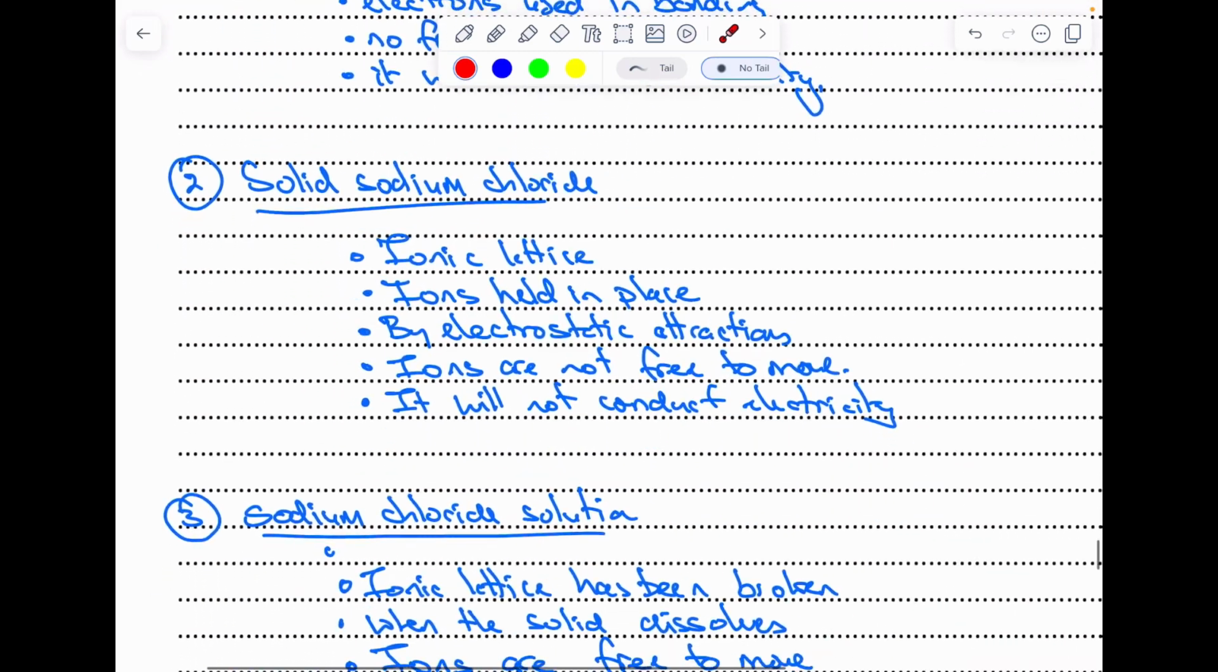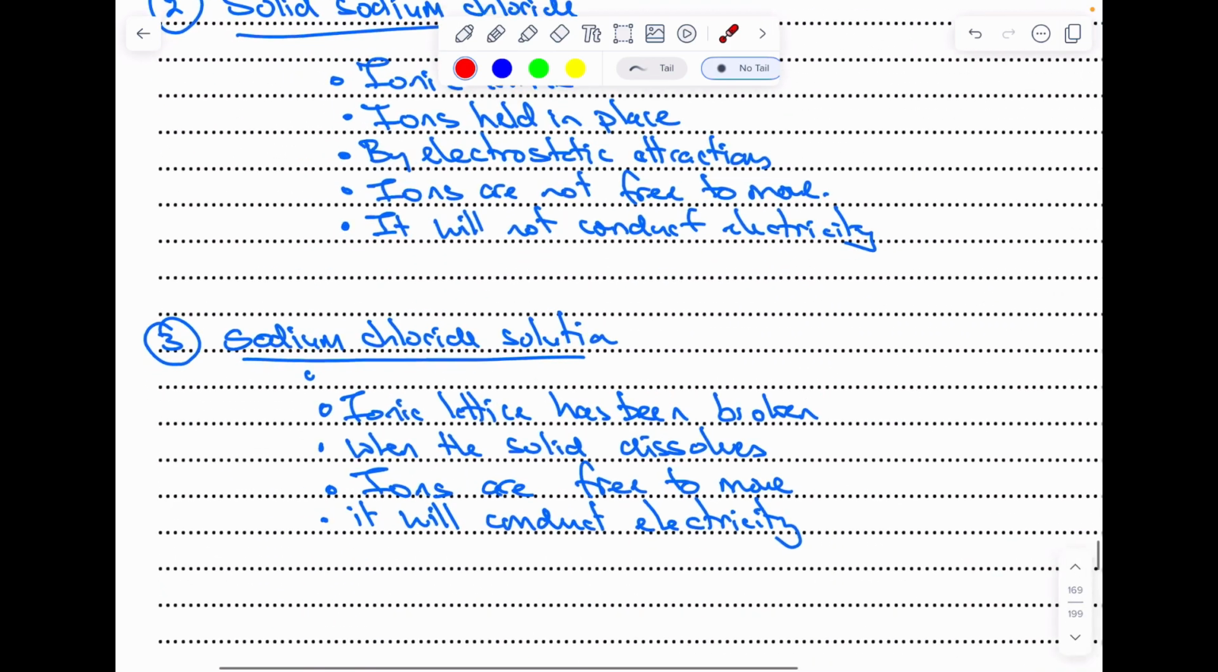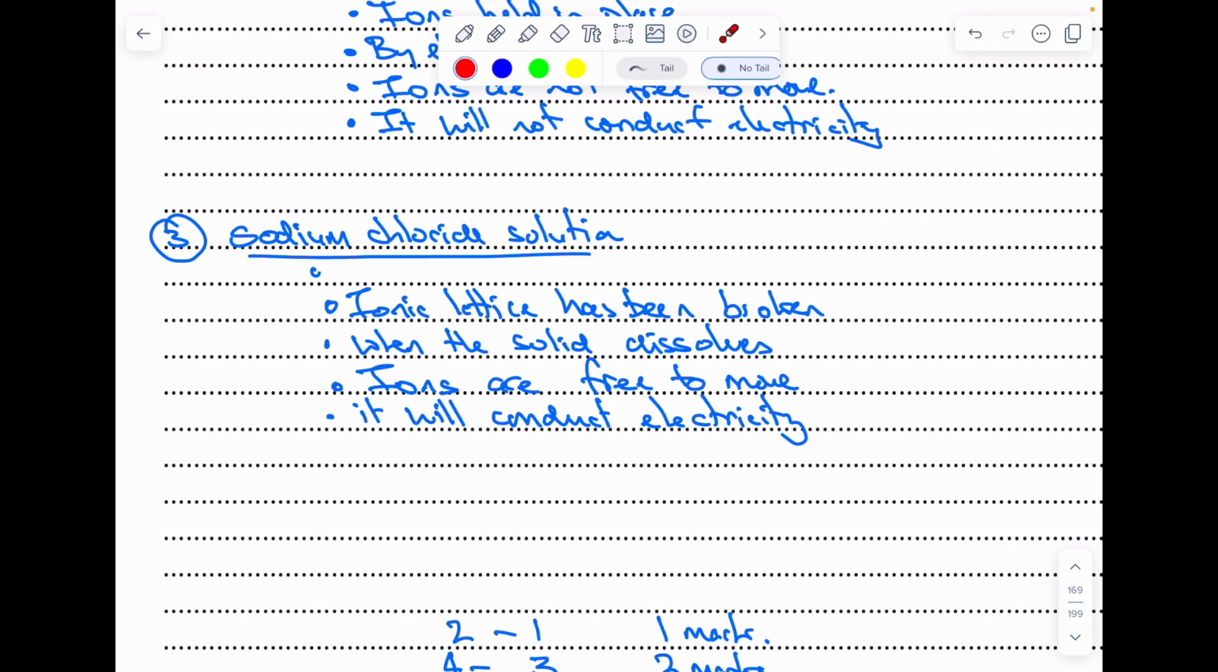Solid sodium chloride, so the second phase, is an ionic lattice. This means the ions are held in place by electrostatic attractions. The ions are not free to move, and therefore it will not conduct electricity. So there's 1, 2, 3, 4, 5 points in that question. Sodium chloride solution, we need to say that the ionic lattice has been broken when we dissolve the solid. This means the ions are free to move, and therefore it will conduct electricity. So again, there are 1, 2, 3, 4 points available for that one.